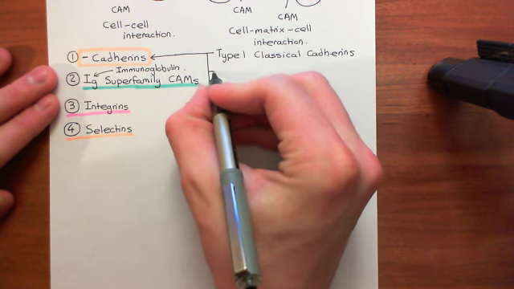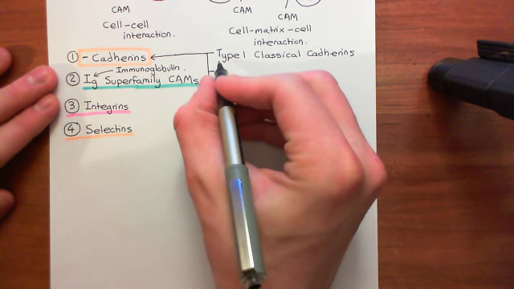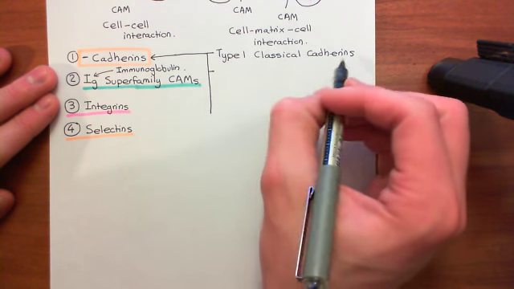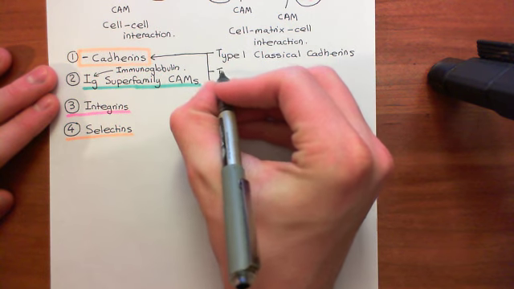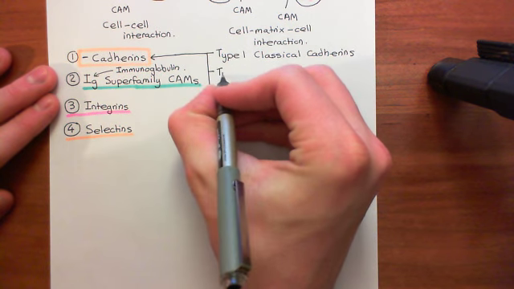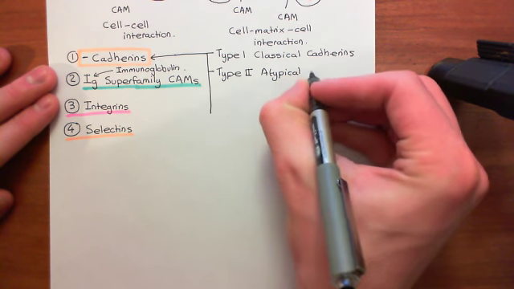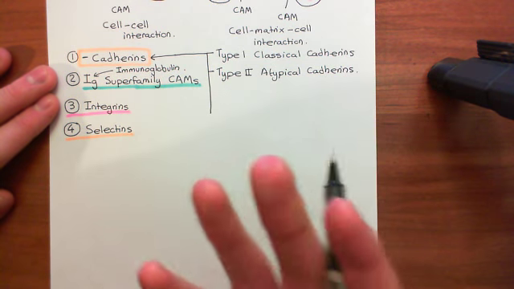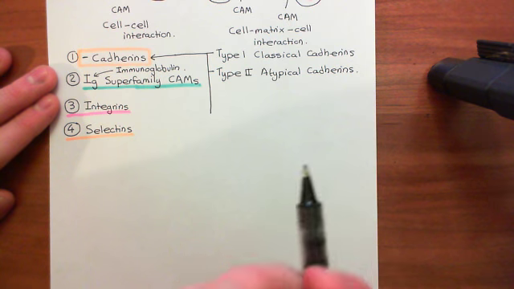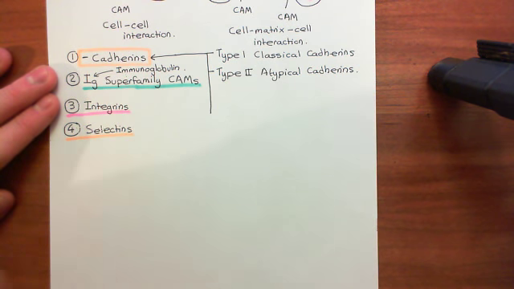But we're not going to talk about those because they are not involved in desmosomes. They are involved in very closely related structures known as adherens junctions, but we're studying desmosomes, which are different from adherens junctions. The next family is what's known as the type 2 atypical cadherins. Again, we're not going to discuss these. We're just mentioning them so that you've got a broad picture of where the desmosomal cadherins fit into this great cadherin superfamily of cell adhesion molecules.